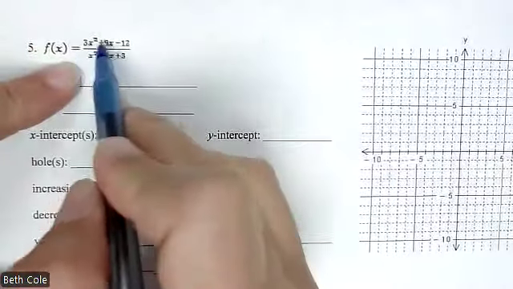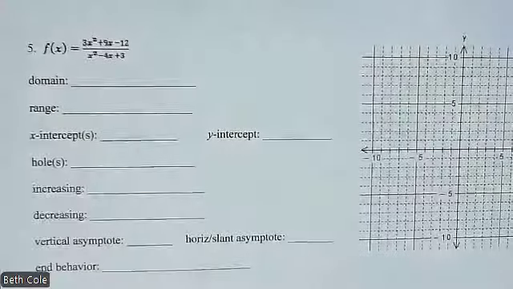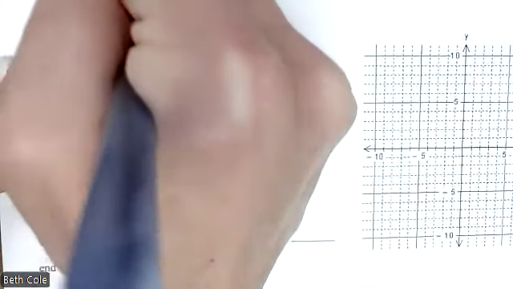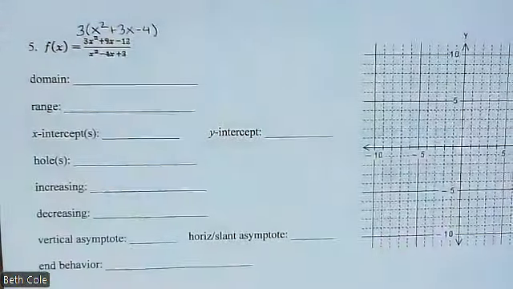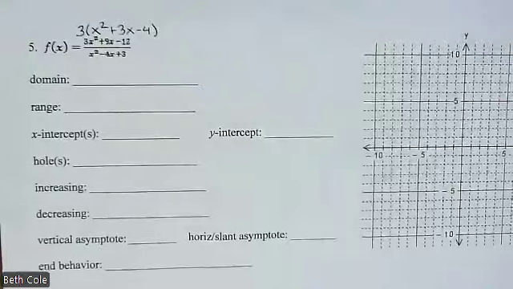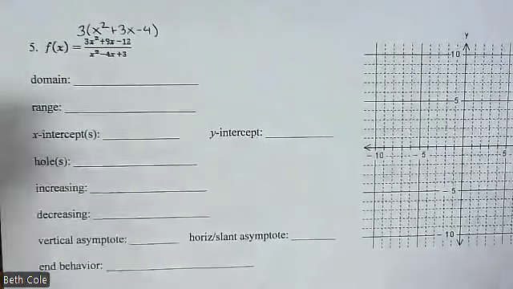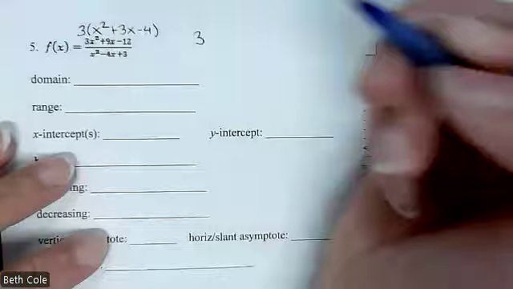All right, number 5. What do you notice you can divide out of everything in the numerator? 3. I'm just going to write right above that and divide 3 out of everything. So it would look like that. And then that makes all the numbers smaller. So the 3 is still there.